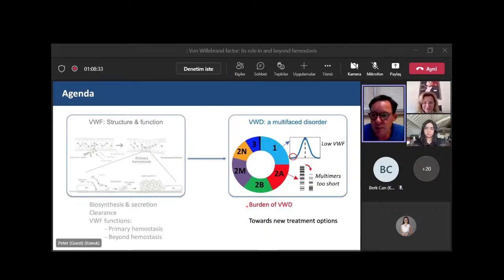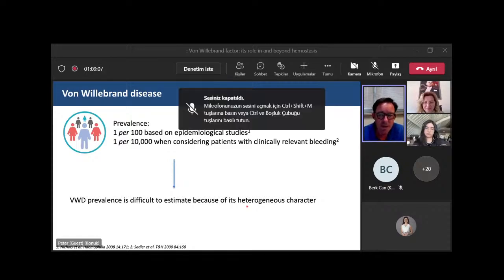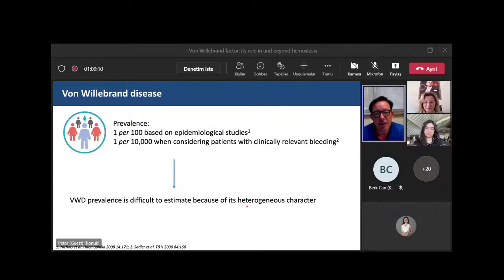Okay, so now I want to go to the last part of my presentation, which is more focused on VWD. VWD is a disorder that has a high prevalence, depending on how you look at it, of course. When you just look at VWF levels, if they are below the normal range, then you can quickly arrive at 1 per 100 in epidemiological studies. When you consider VWD only clinically relevant when there are clinically relevant bleedings, then it's 100 times less prevalent, 1 per 10,000.